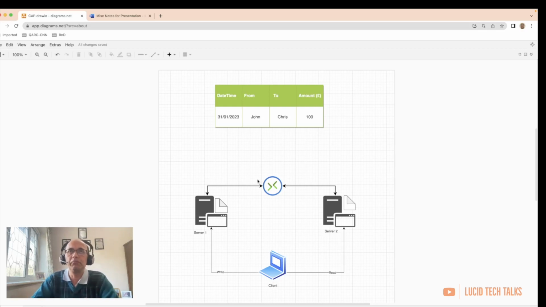Let's imagine that there are two college students, two friends, John and Chris, and because they are friends, they go out for entertainment together, and because of that, sometimes they lend money to each other. So they want to keep a record of who has lent how much to the other person, so that of course they can balance from time to time. So here, this is what I'm showing: from John to Chris, £100 lent on this date. Very simple structure.